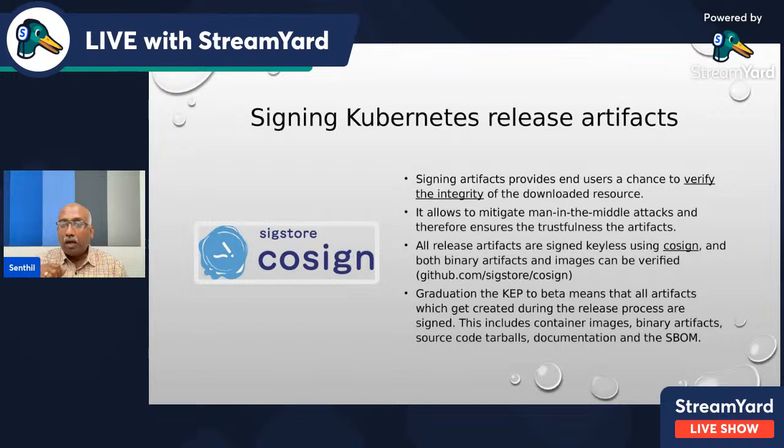And another interesting thing of this feature is that it is actually signed in a keyless manner. All release artifacts are signed keyless using cosign, which means the end user, when they want to verify that artifact, doesn't need a separate key in order to verify it. This might sound a little bit crazy, to see how an end user will be able to verify an artifact that has been signed without a key.